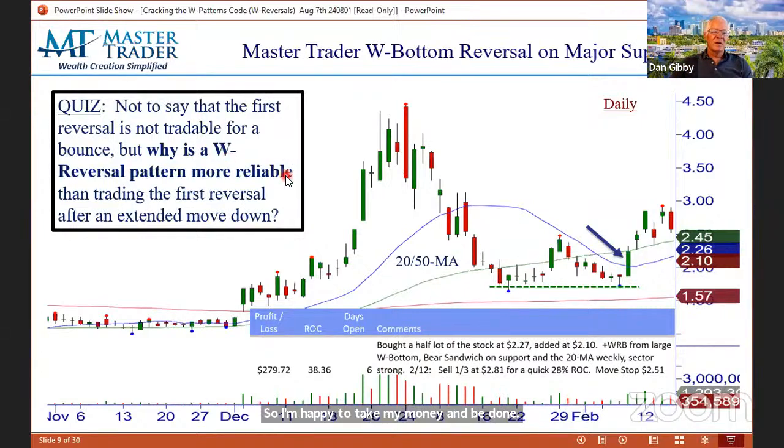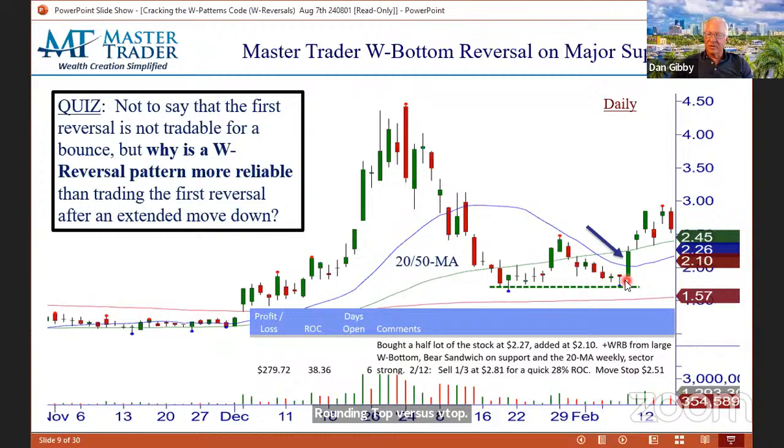Remember this question I asked you? Not to say that the first reversal, that's this one here, is not tradable for a bounce. But why is the W reversal pattern more reliable than trading the first one? That's a very simple question. Because I have a retest of demand on this level.